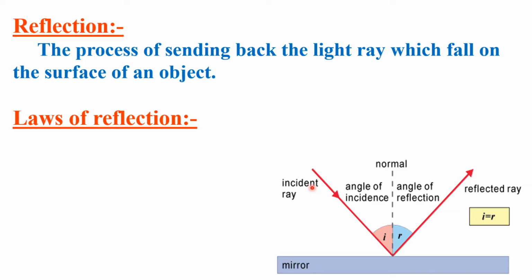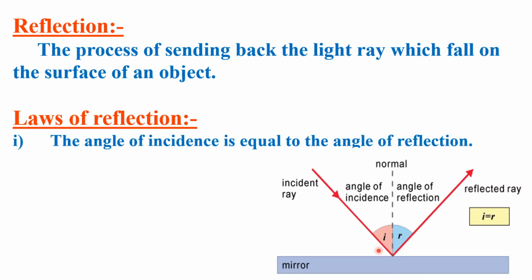See the figure here. This is the incident ray, which is the ray falling, coming towards the surface. The surface is a mirror. Now it is getting reflected. The ray which emerges from the surface of the mirror will be called a reflected ray. Then a normal. The normal is always perpendicular to the surface. So: incident ray, reflected ray and normal.